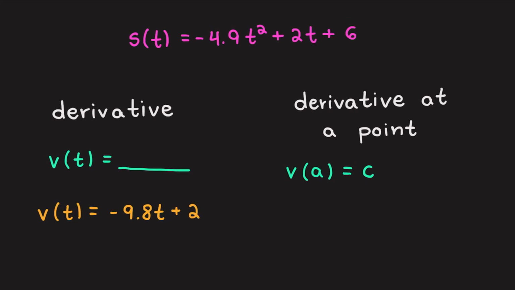I'll be explaining the derivative rules in a different video. However, at this point it's important to note that the derivative is a general equation with the same independent variable and a different dependent variable. The derivative at a point would just be taking some specific time value and then plugging it in to the derivative. So when I plug in 0 for time, I get that the velocity at time equals 0 is 2.